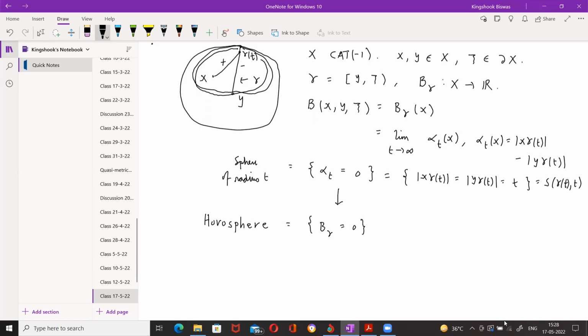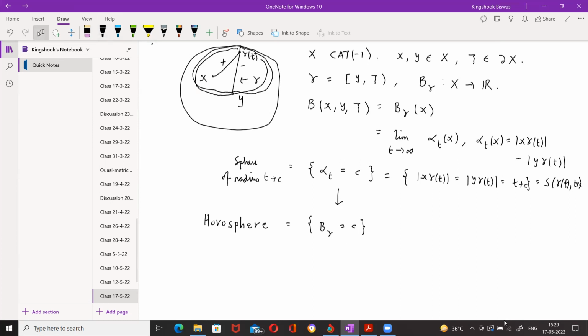So this works for any level set. Instead of 0, if I had some number, say c, then this would be t plus c, and this would be t plus c, and this would be c here. Is this clear?